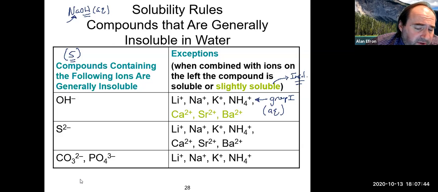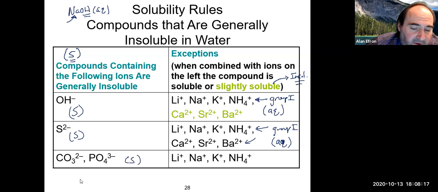Things that have sulfide in it, S in it, is going to typically be solid. Again, our same sort of exceptions, group 1 and ammonium, and also kind of group 2 here, barium, strontium, and calcium. Again, these guys are going to be opposite on this side, which means they would become aqueous if you had any of those guys. So solid if you have hydroxide without anything on the right, solid if you have sulfide without anything on the right, and solid if you have carbonate or phosphate without anybody on the right, which again is group 1.